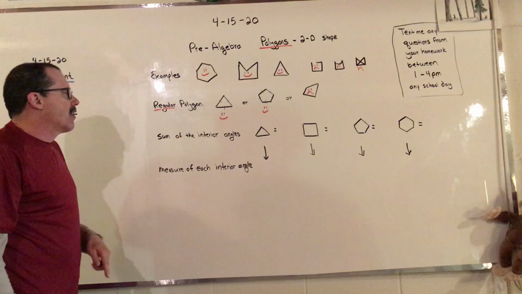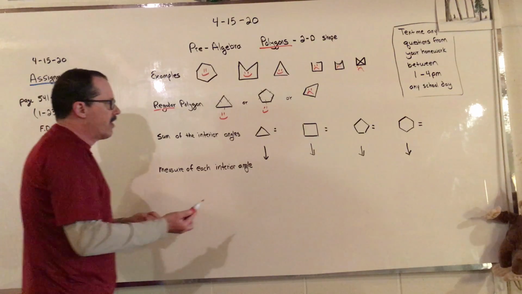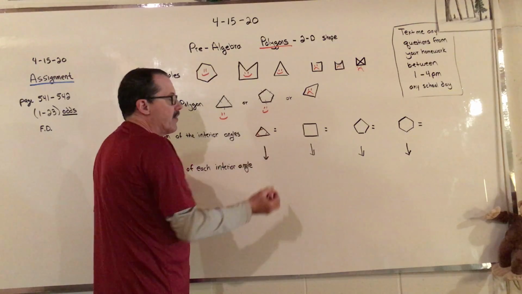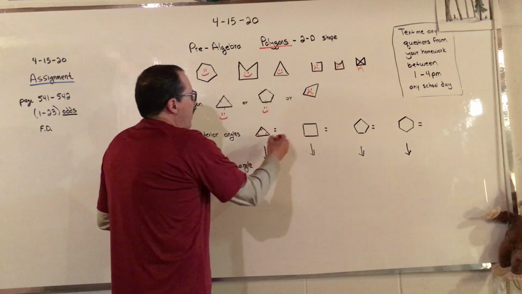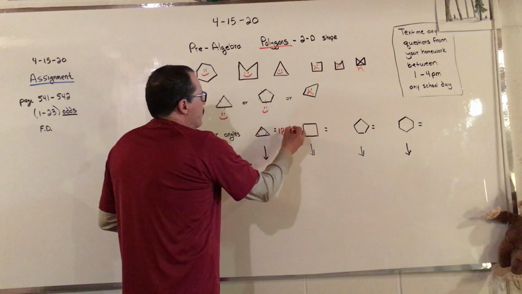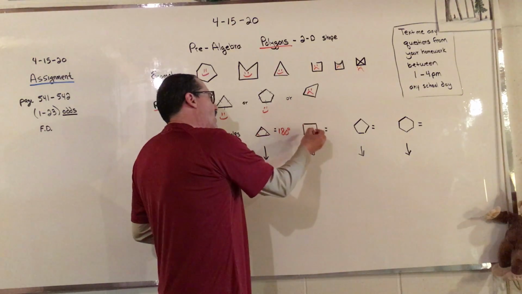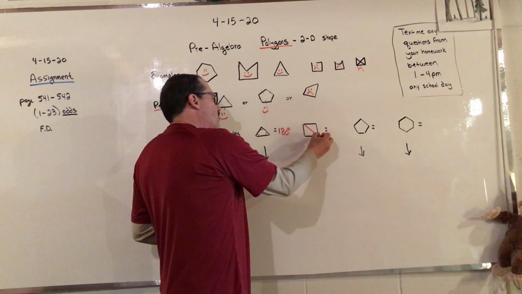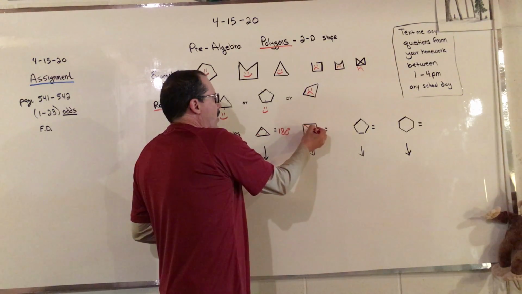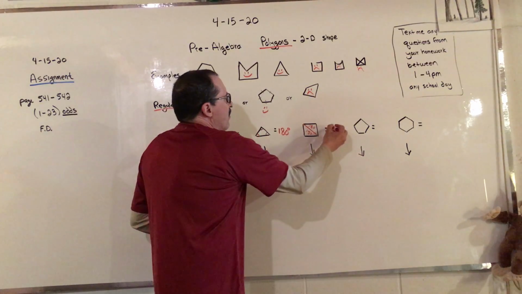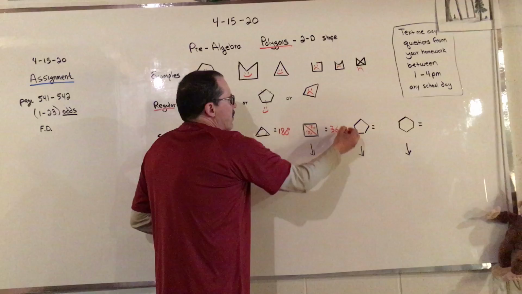Okay, the sum of the interior angles. What they're asking is, if you added these 3 angles up in a triangle, what would they add up to? Well, we already know that triangles add up to 180 degrees, so that's just by definition. But from there, you take the next shape and cut it into 2 triangles. This triangle would be 180 and this would be 180, and if you add those together, you get 360 degrees.